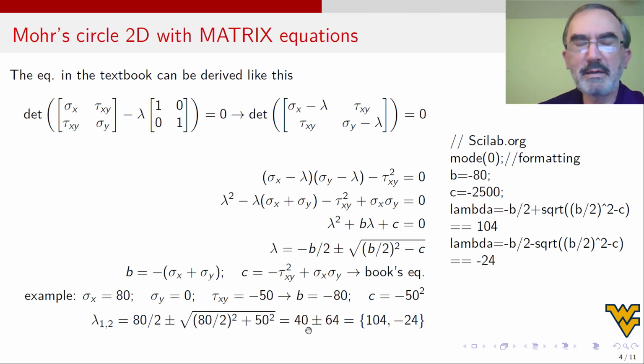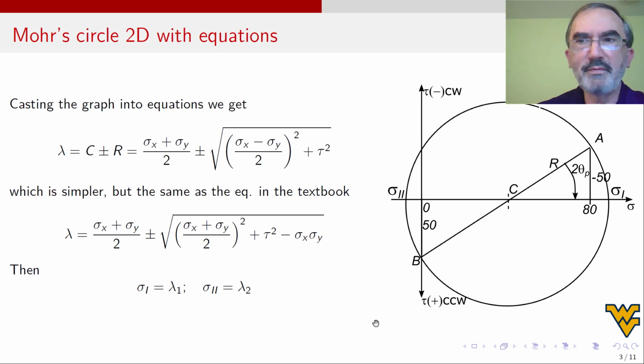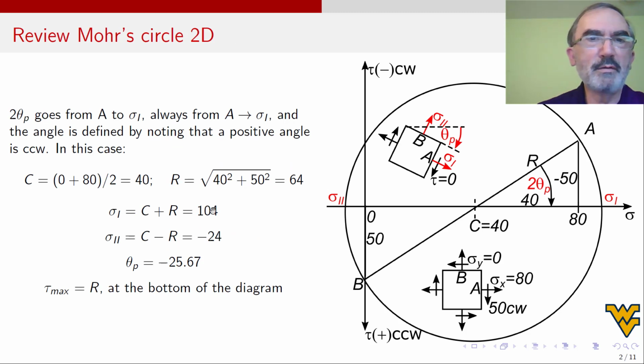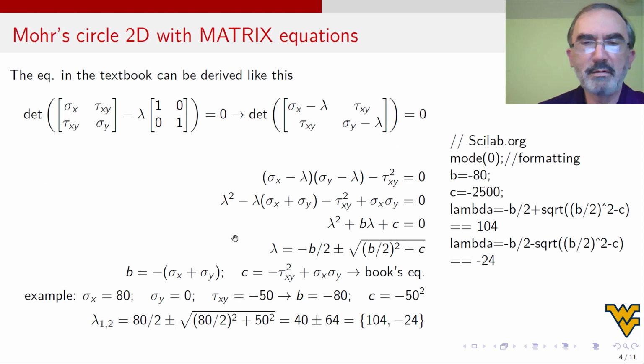And then I clear that up, and that becomes 40 plus minus 64. 40 plus 64 is 104. If you recall from the example before, this value is 104, and I must have it somewhere. Yeah, it is here, 104. The other one is 24, minus 24. So let's go. Okay, so I get these numbers directly. I don't have to do any graph, okay?